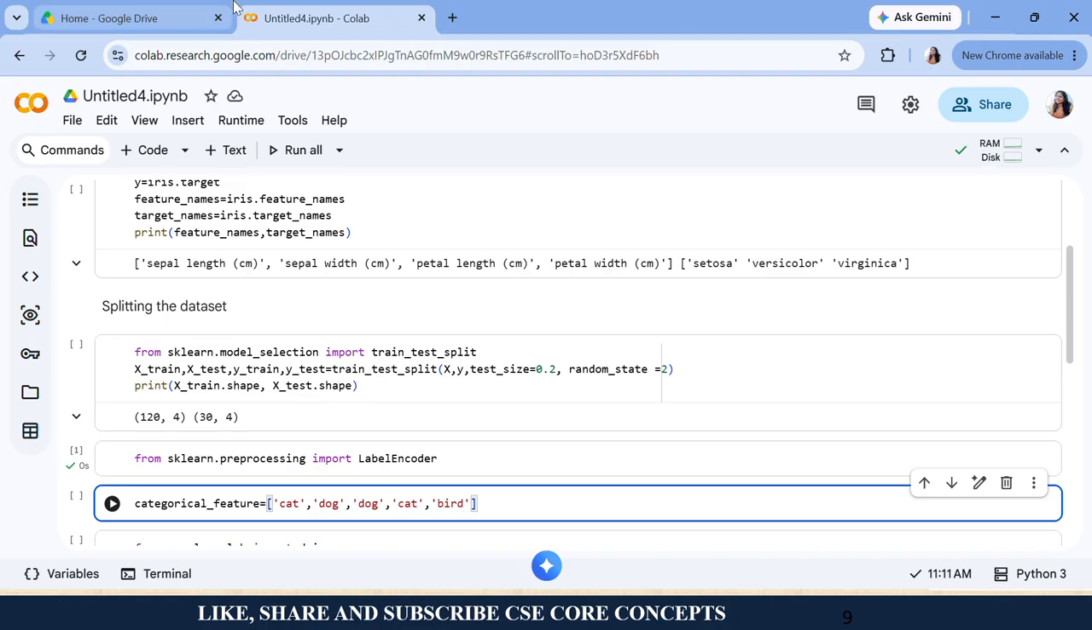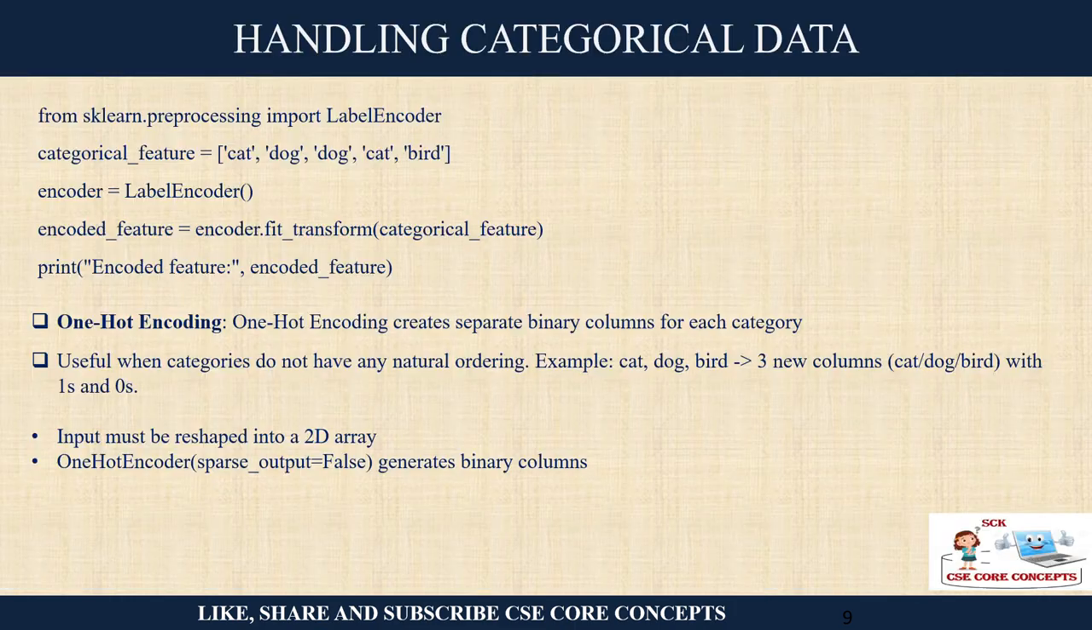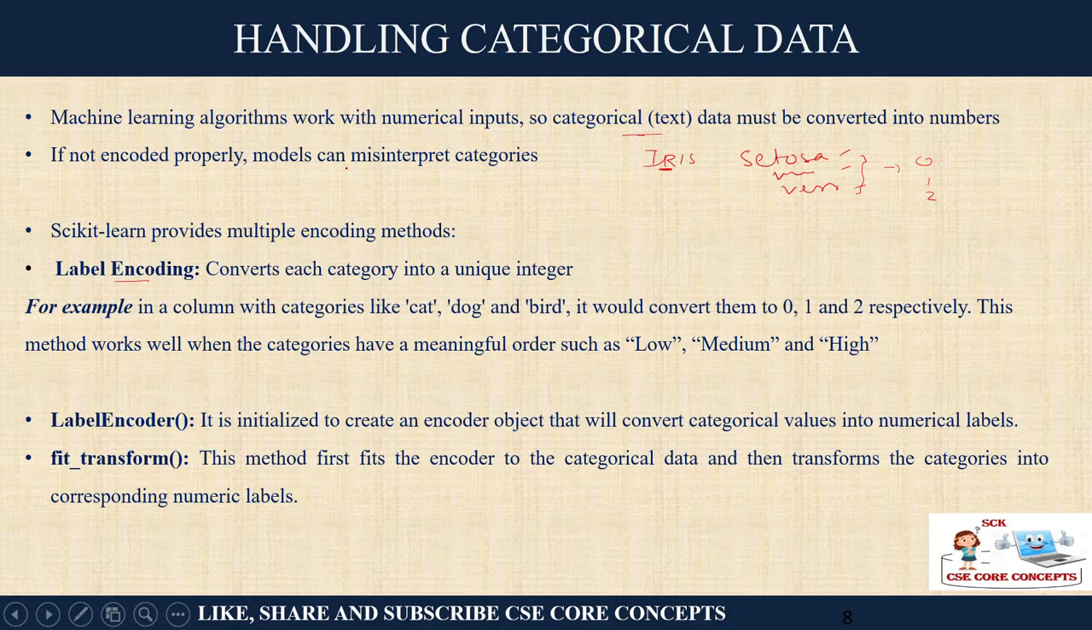Understood? So now for the label encoder, we have to create one instance of the type LabelEncoder. I will show you how to write it. So this is an encoder, and the function which I will call is fit_transform. There are two methods, and fit_transform fits the encoder to the categorical data.